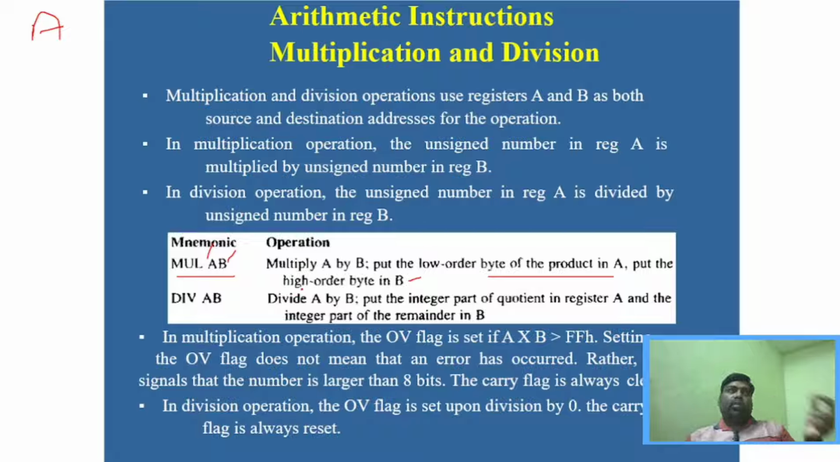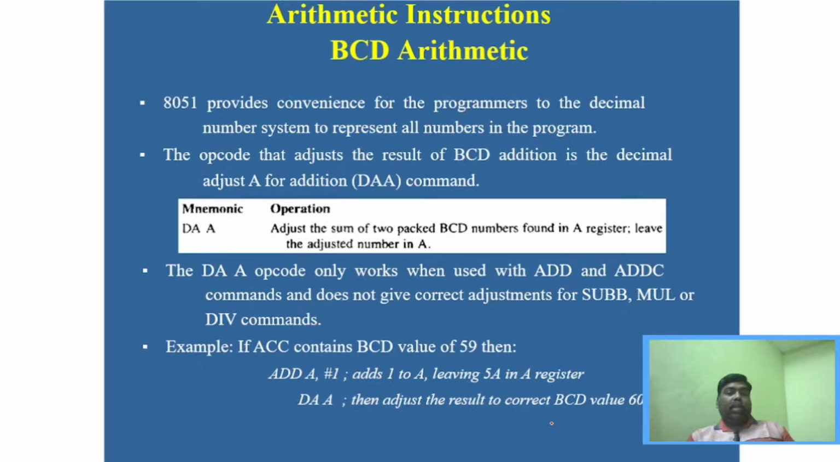Similarly, division. When it comes to division, we divide A by B, but you will have a quotient as well as a remainder. The quotient will be saved in A and the remainder will be saved in B. And we know that whenever the multiplied content is greater than 8 bits, definitely the overflow flag has to be enabled. Similarly, in division, the overflow flag is enabled when it is a division by 0. So this is about the arithmetic operations.